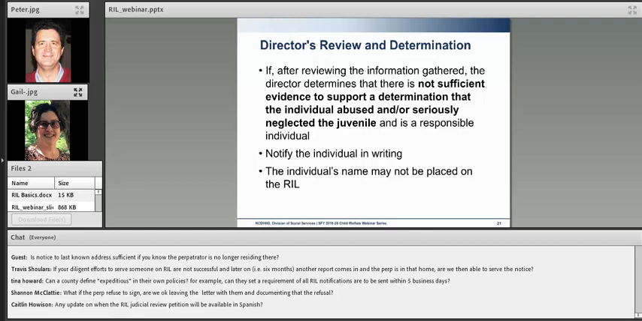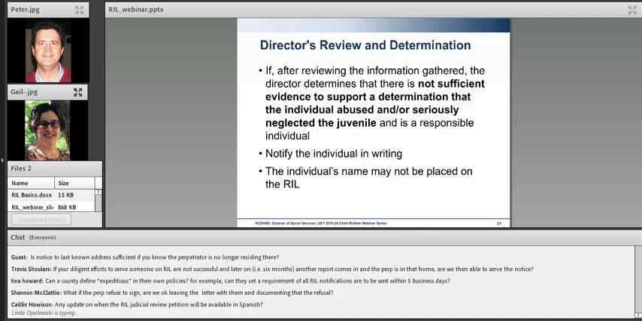And then basically what happens after that is the director has to notify the individual in writing. You can't put that person's name on the RIL. You need to let your attorney know because the copy of that letter should be filed with the court so the court knows that that RIL proceeding is not going to go forward. It just kind of stops everything in its tracks right there.